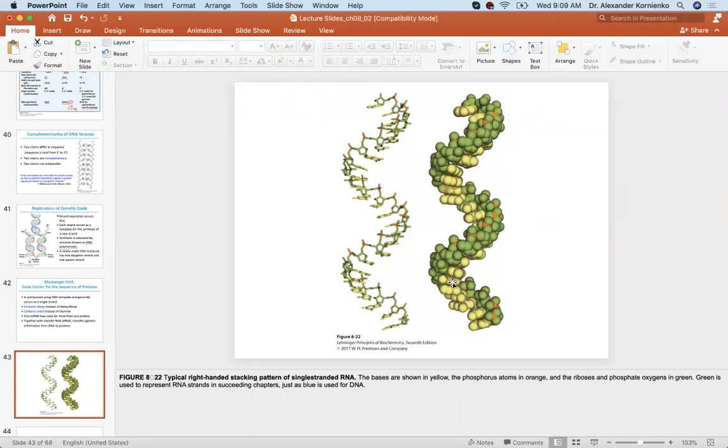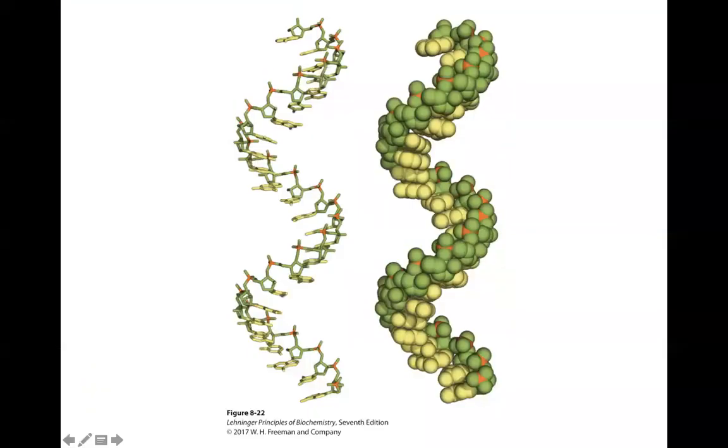Is that orange right there? No, we can see the orange though. Is that there, right there? Yes, it's really small. Okay, and the phosphate oxygens are in green. All right.